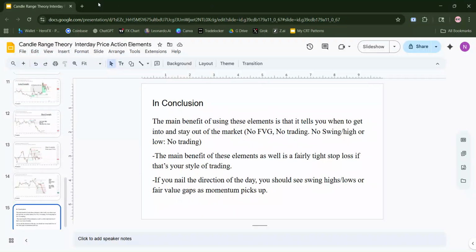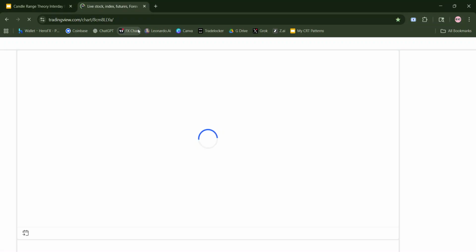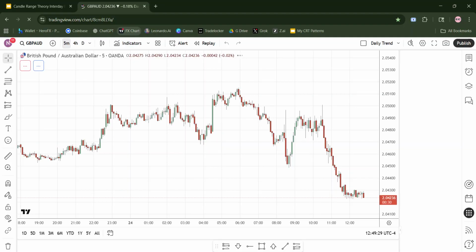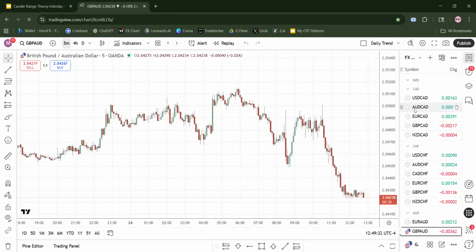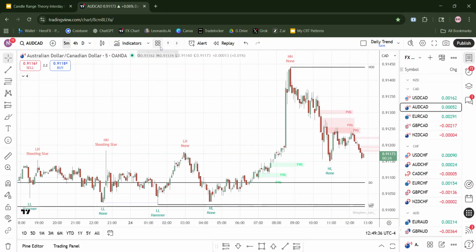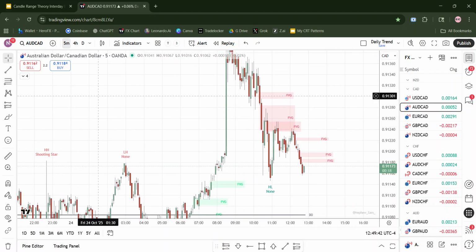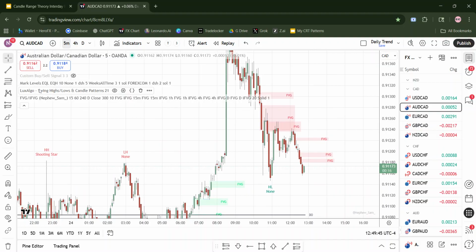All right, so that's the main thing. So we'll take a look at one live example real quick, and then I'll let you guys go for the day. But that's pretty much the bulk of it. But let's just say Aussie CAD, for instance. I don't have a bias on this. This is not a full candle range theory study or anything like that.